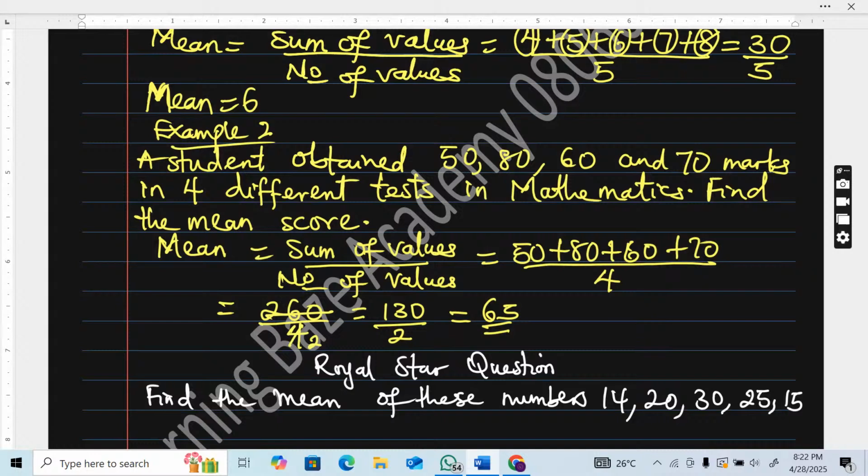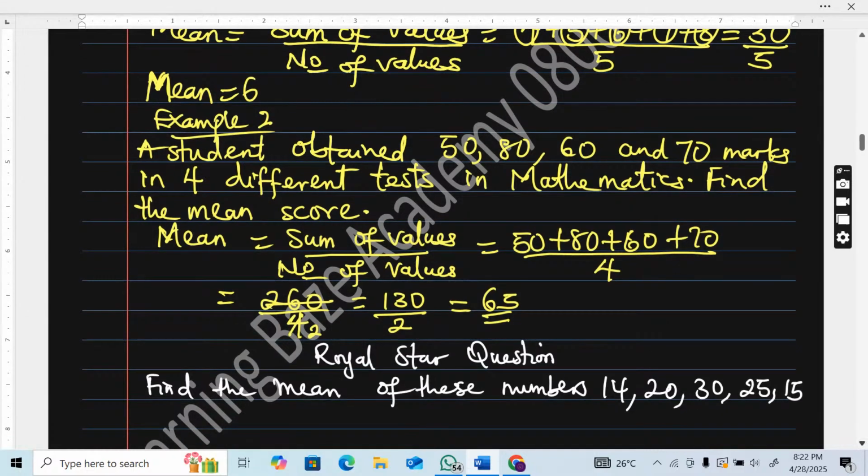5, 4, 3, 2, 1. All right, let's do the corrections together. I'm yet to get the right answer.